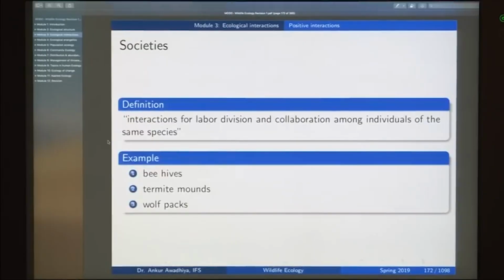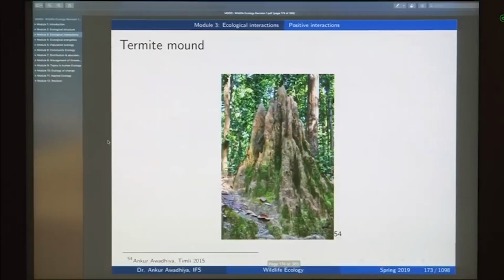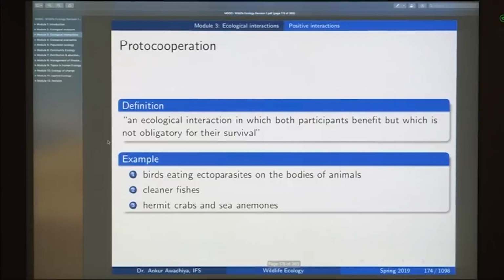Then societies are interactions for labor division and collaboration among individuals of the same species. So, in the case of societies, you have a division of labor and collaboration, and good examples are beehives or ant colonies. They are actually societies, or you can have termite mounds, or wolf packs. So, these are examples of societies.